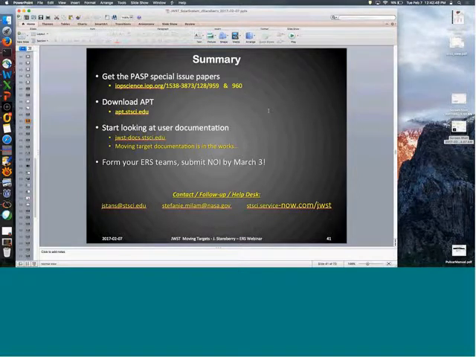I think that's all I've got. We're down to 15 minutes. The PSP link is here. The APT link is here. There's documentation that's not complete, but there's quite a bit of it. And we're working on a moving target page in the user documentation area.